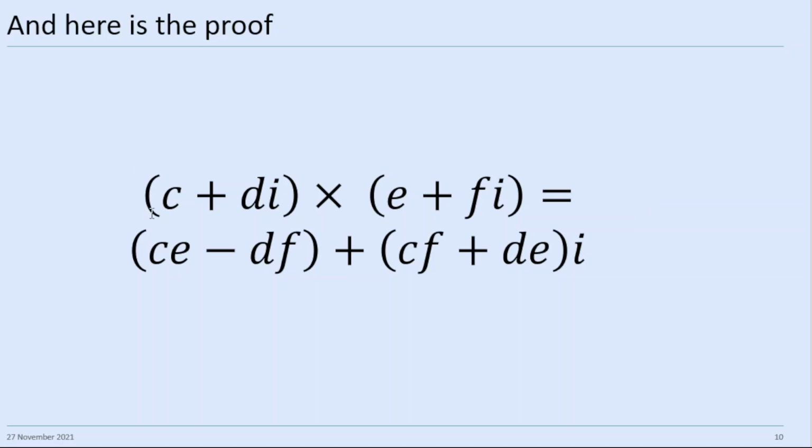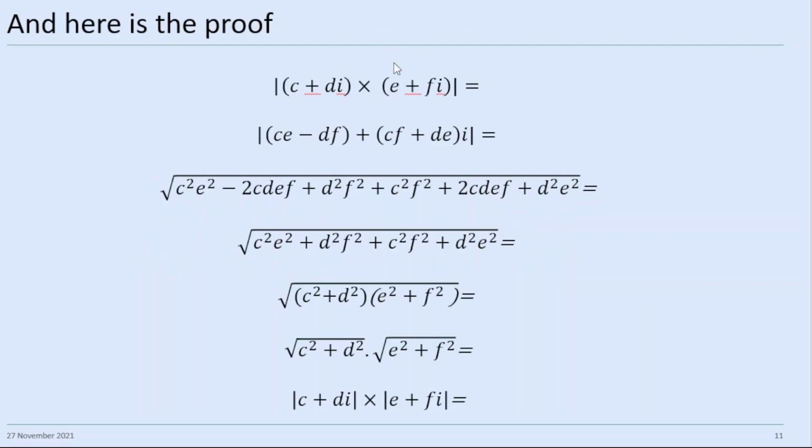I mean, I'm going to do this one, but I'm not going to do them all. C times e is ce, di times fi is df, and then you get i times i is i squared, minus 1. Okay, I'm going to do them all. C times fi, cfi, and then de times i, dei. Okay, so we've expanded it all out. Not that hard, is it?